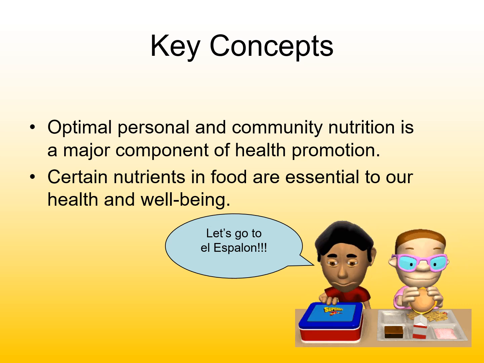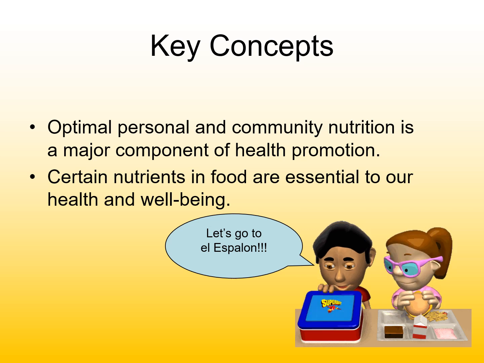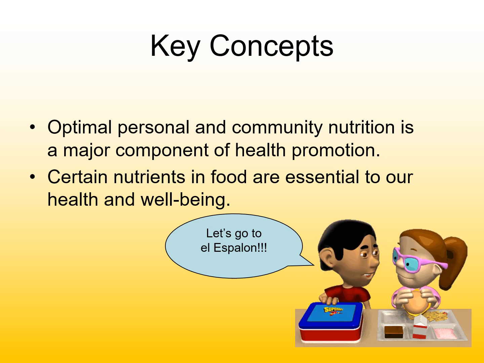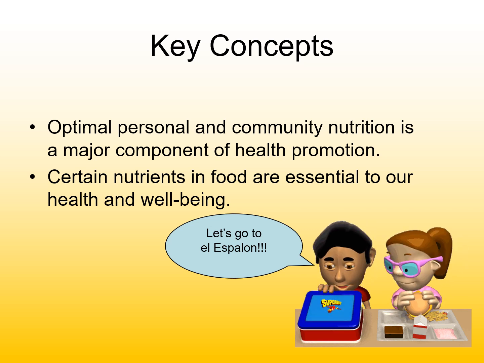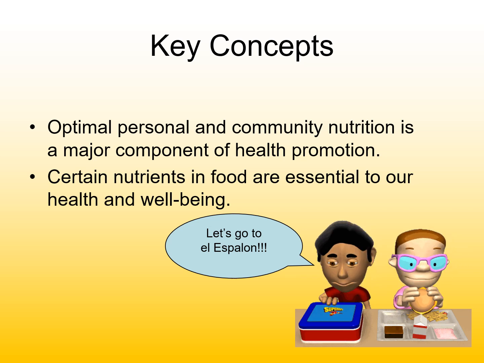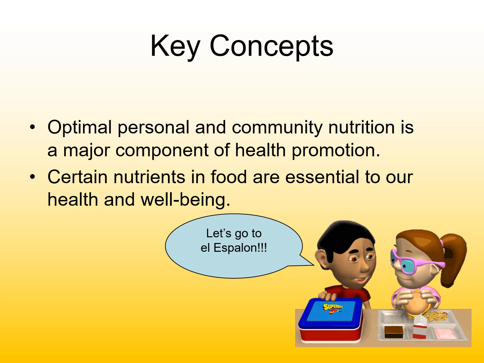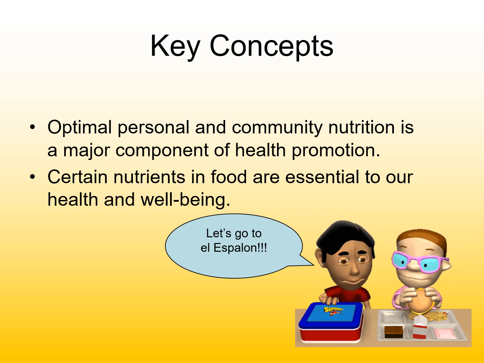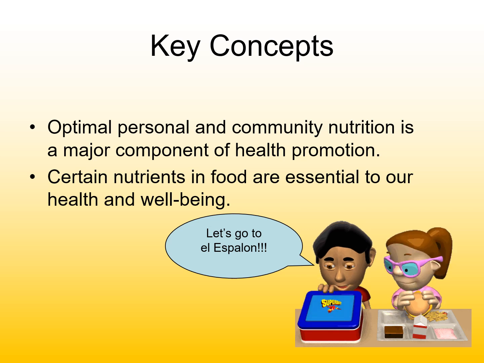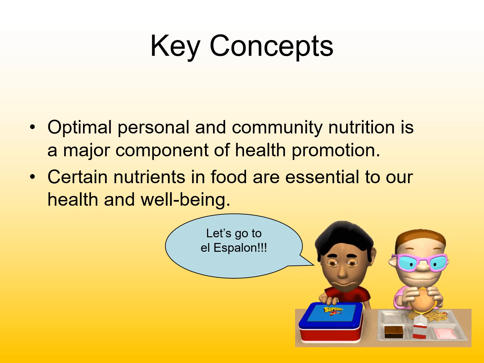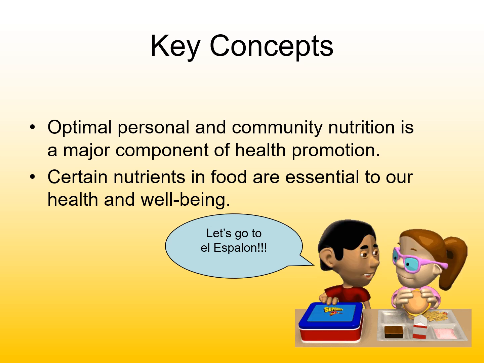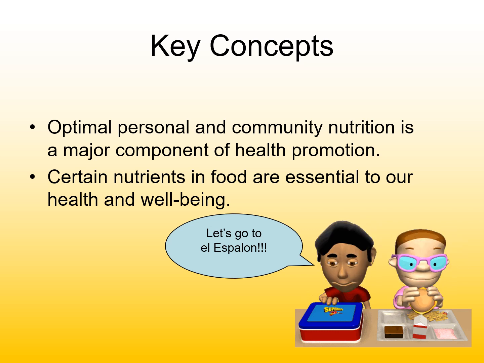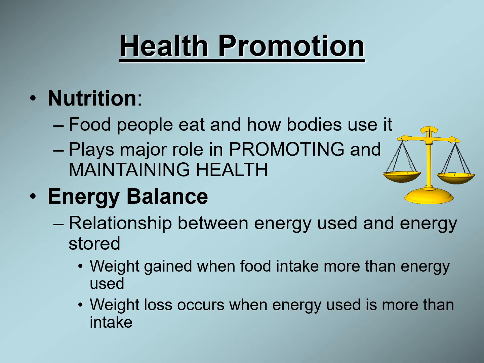So key concepts here: optimal personal and community nutrition is a major component of health promotion. Certain nutrients in food are essential to our health and well-being. And just like I said, we have carbohydrates, proteins, and fats. Those are essential. Those are macronutrients. We also have micronutrients such as the vitamins and minerals, vitamins that are water soluble and fat soluble, and also minerals such as iron, calcium, etc.